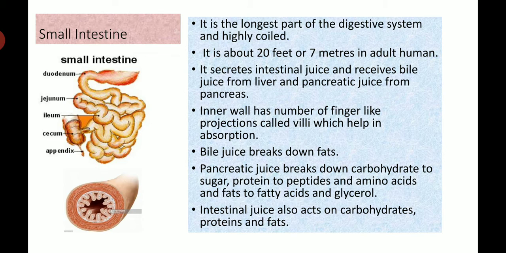In the given diagram, children, you can see the small intestine consists of 5 parts: the duodenum, the jejunum, the ileum, the cecum, and the appendix. And the lower part of the diagram shows small finger-like projections which are known as villi, which help in the absorption of the food as well as increase the surface area.